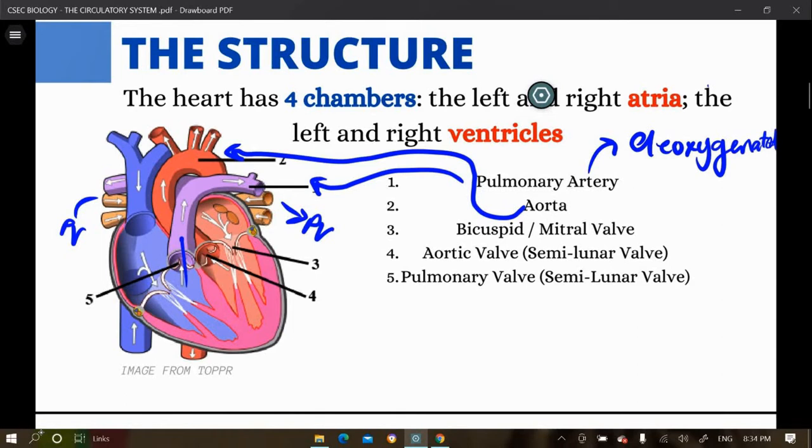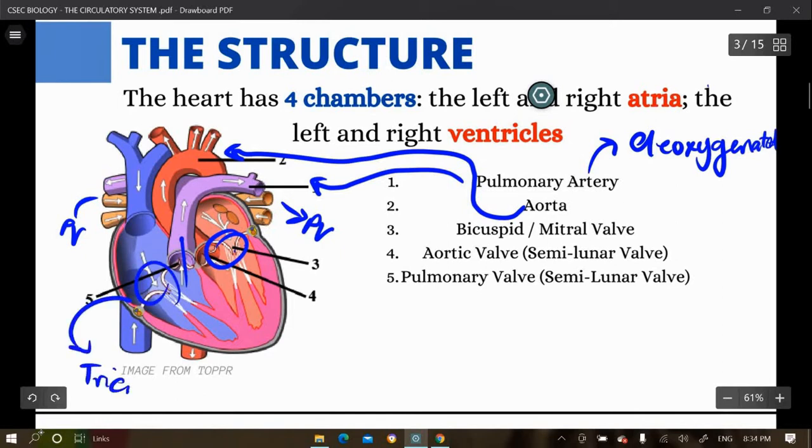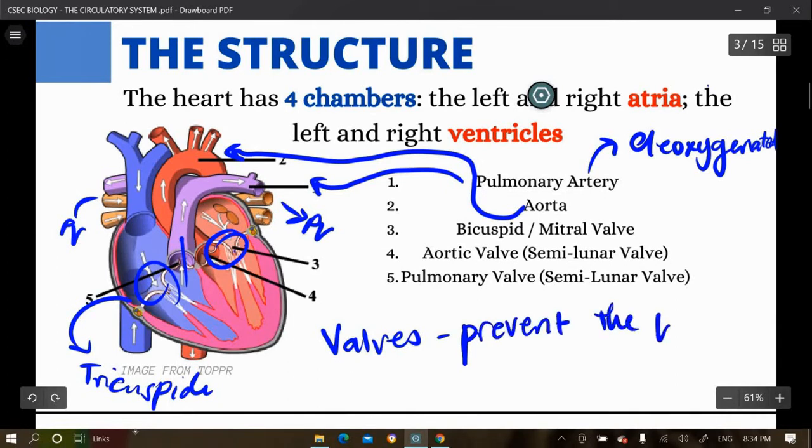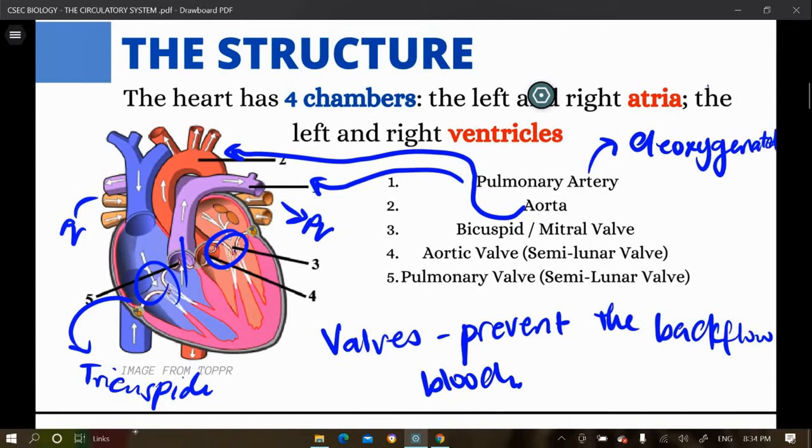Now, the bicuspid or mitral valve is on the left. So number 3 right here. And the tricuspid valve is on the right. As I said, or I didn't say, I should have said, valves are present to prevent the backflow of blood. So to prevent the backflow of blood. I'm sorry, I was writing. I think you can see that, so here I am stating the obvious.